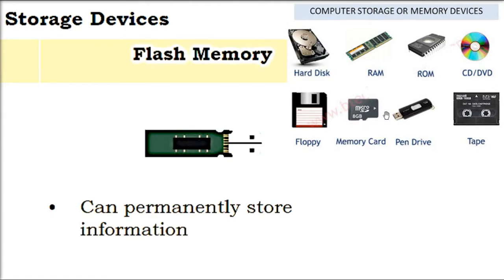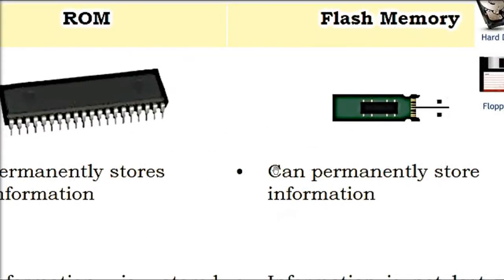Memory card, all the mobiles are equipped with this now. Pen drive, everyone has this in the pocket. Tape is also a memory device. This is for backup. If you want to back up your important data, then you have tape drives. So this is a kind of tape. Previously the cassettes, earlier times, 30-40 years back.